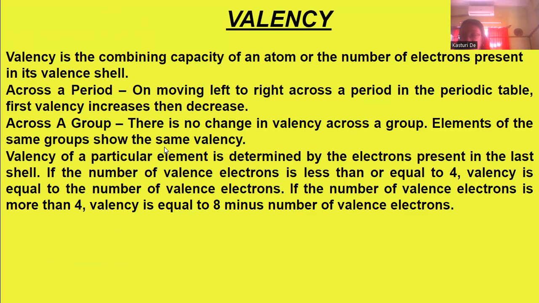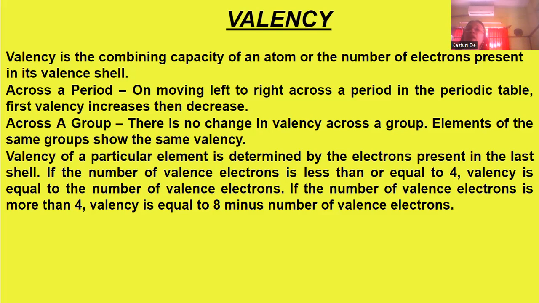the valency. Now, valency, we know, is the combining capacity of an atom or the number of electrons which are present in the valence shell. That we know, that's the definition of valency. Now, what is the trend of this valency across the period, that is when we are moving in a row from left to right?